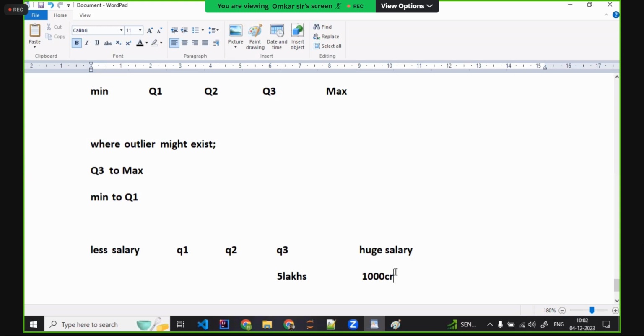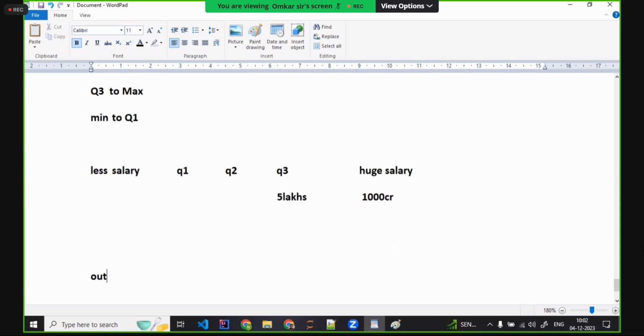So surely outliers are more than Q3 and less than Q1. Agree with me? Outliers are more than Q3 and less than Q1. Any doubts in this?